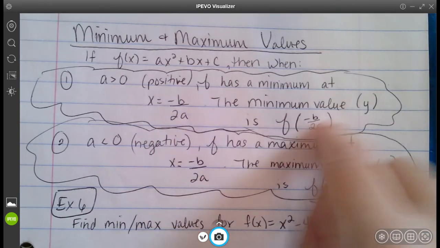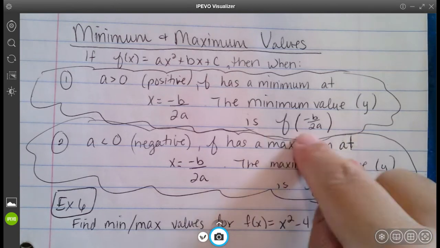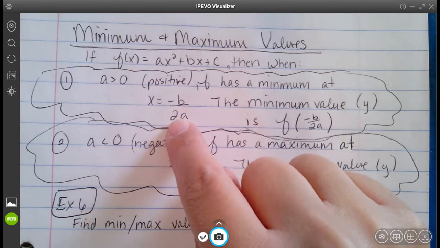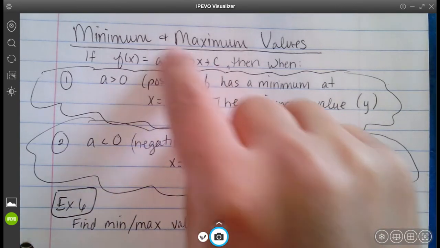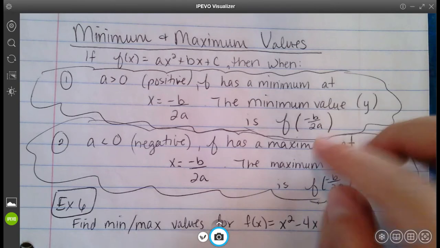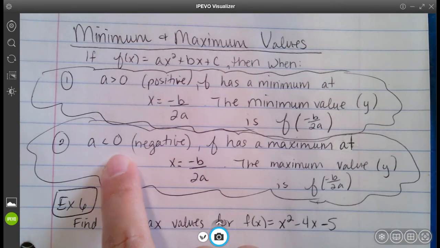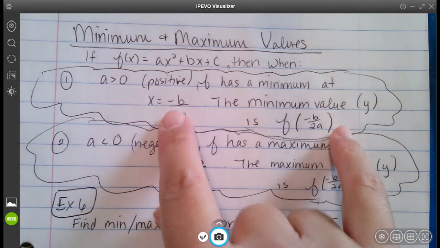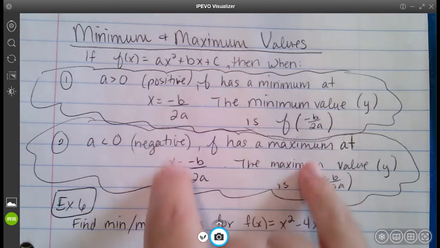The actual minimum value, so the y value, is going to be f of whatever that is. So if this answer is like a 1, to find the y value, you take this value and plug it back into the function. So it's just plug it in to get the y. Same thing with the negative side, except it's a maximum. Okay, so the formulas are the exact same. You just have to be able to identify if it's a min or a max.